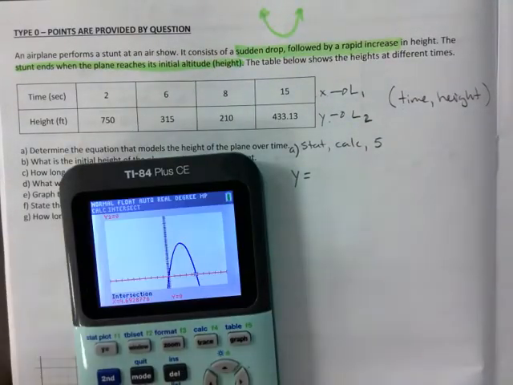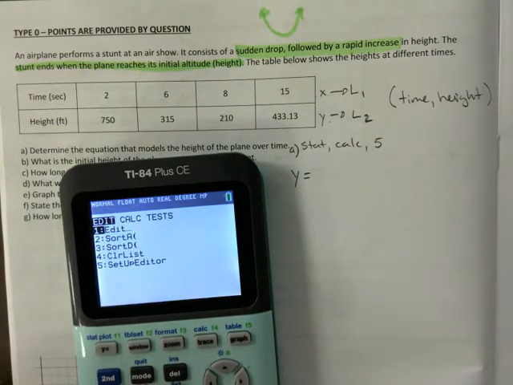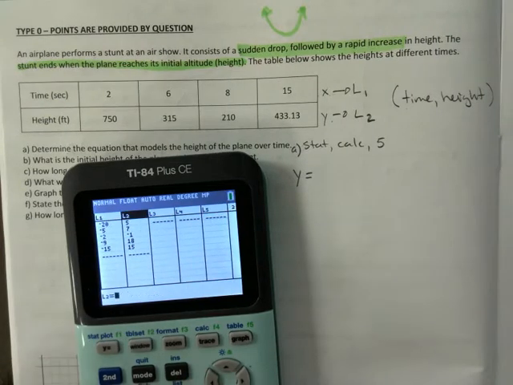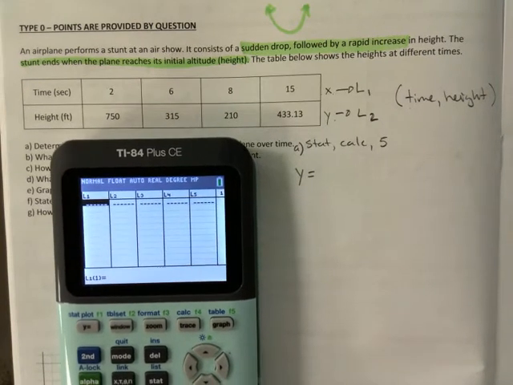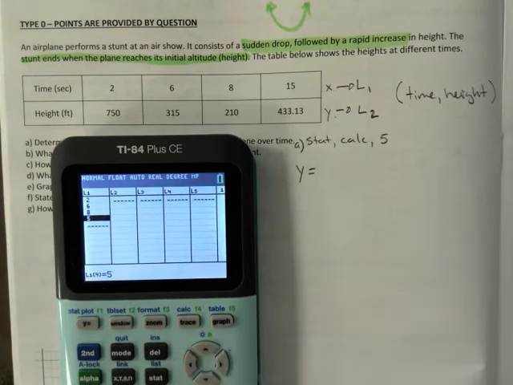Yeah, you're clicking away already. That's good. Stat, edit, clear whatever you have in there, and you use all the points that I give you. Okay, I know some students say, hey, you told me 3, I only need 3, Mr. Dirksen. But if you have a table, you use them all. Okay, 2, 6, 8, 15. 750, 315, 210, 430.